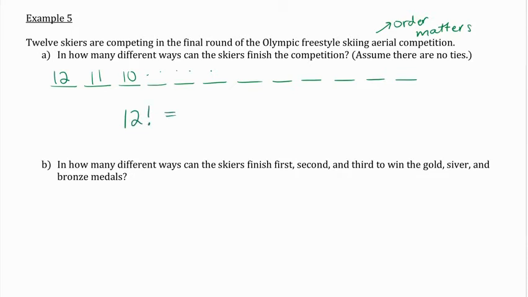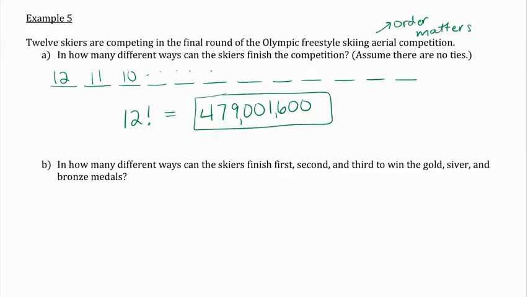And you can either do 12 times 11 times 10 and type all those into your calculator. It takes a minute. Or if you found that lovely factorial button, you can hit that. And we get 479,001,600. So there are 479,001,600 possible ways for those 12 skiers to finish that race, in all different places.